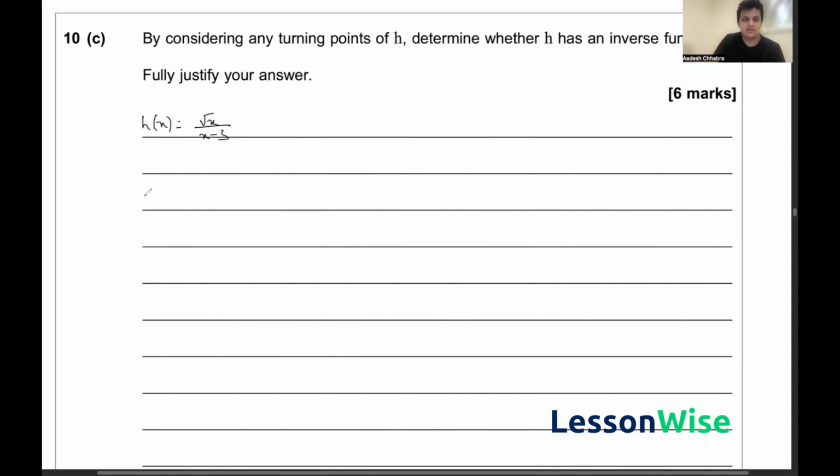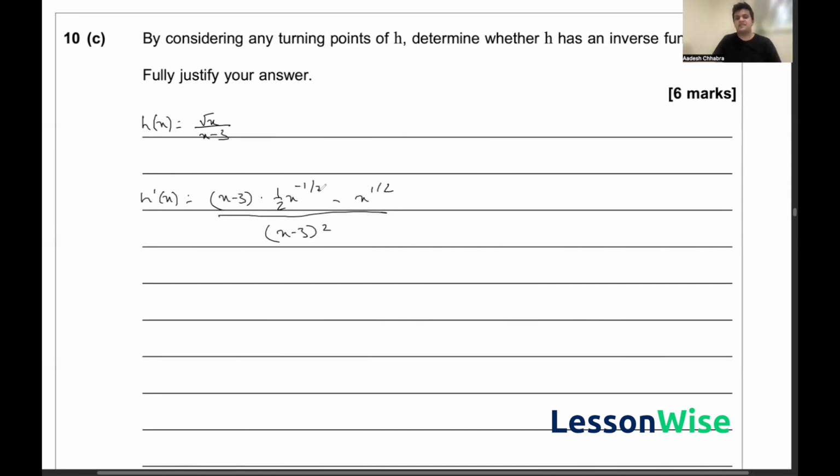So to differentiate this, we use the quotient rule, where h dash x would just be equal to x minus 3 times the differential of root x, which is just half times x to the power minus half, take away just x to the power half times the differential of x minus 3, which is 1. So I'm just going to leave that be. The denominator thus would just be x minus 3 whole squared.